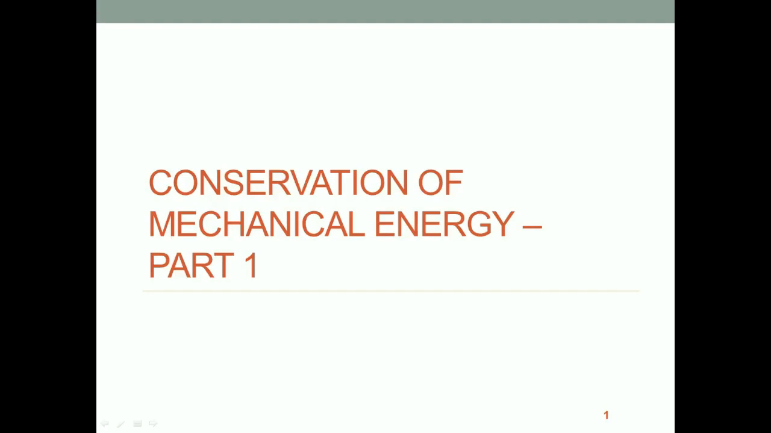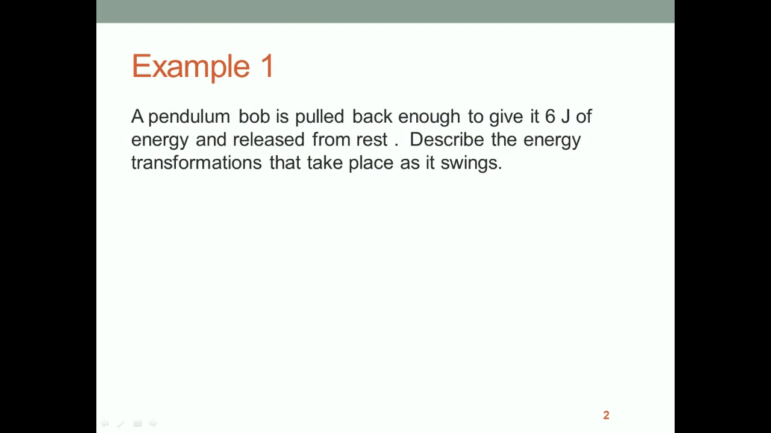In this video, I'm going to work through numerous examples of conservation of mechanical energy. Here is our first example. We have a pendulum that is pulled back to give it 6 joules of energy and is released from rest. I want to know the energy transformations that take place as it swings. Okay. There's no spring involved in this, so we don't have to worry about elastic potential.